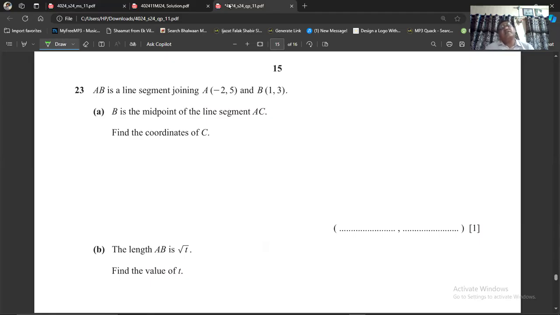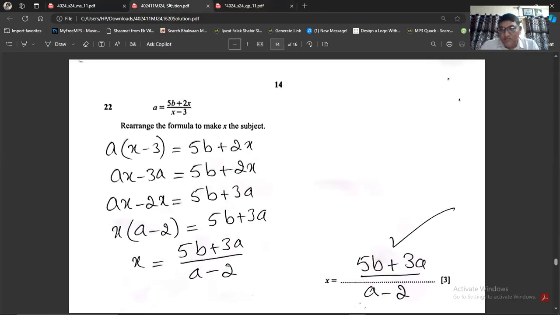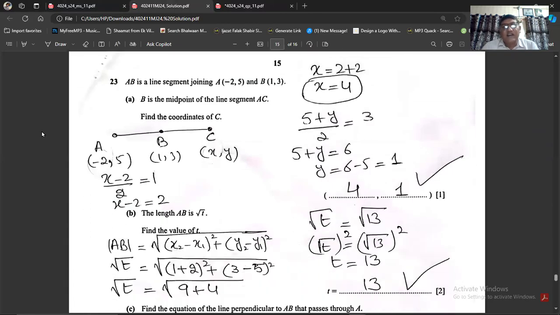You know the formula for the midpoint is x2 plus x1 divided by 2, y2 plus y1 divided by 2. And C's coordinates, A and C are the two extreme points, and B is the midpoint. So we already know the coordinates of the midpoint, and we do not know the coordinates of the C. So let me show you how this can be done. And we will suppose that the coordinates of the C are x and y.